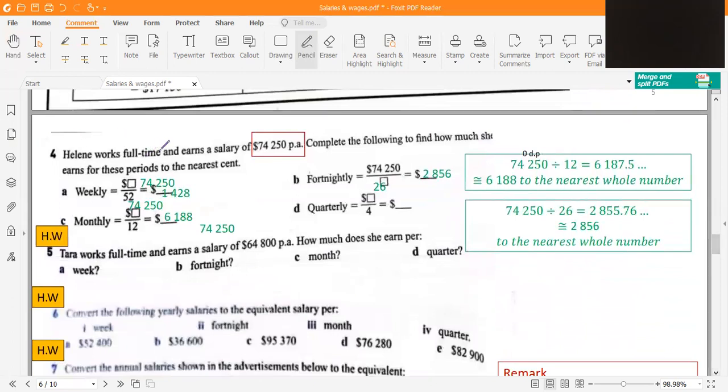Helen works full time and her salary is $74,022.50 per annum, so per year. So here we have a yearly salary.